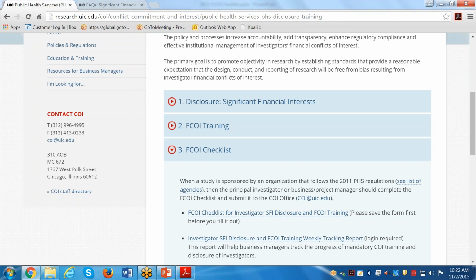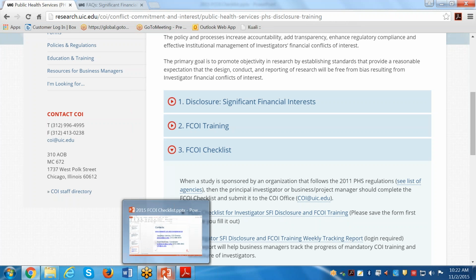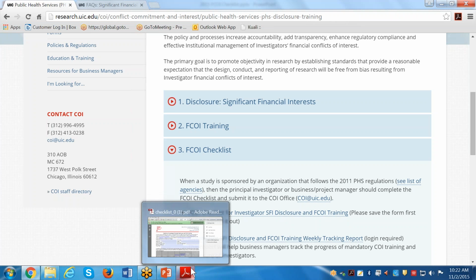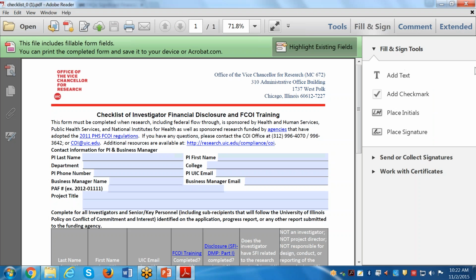We would still accept it unless we found that there were any problems or any inconsistencies, or if during the process you said, no, I really want to remove this individual as an investigator because they don't fulfill that investigator role of design, conduct, or reporting of the research, then you have to use our new checklist, so that we can capture the process here.